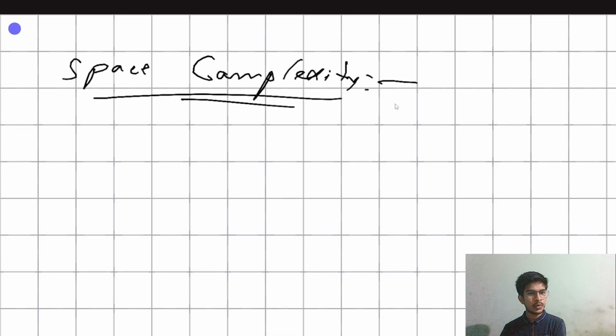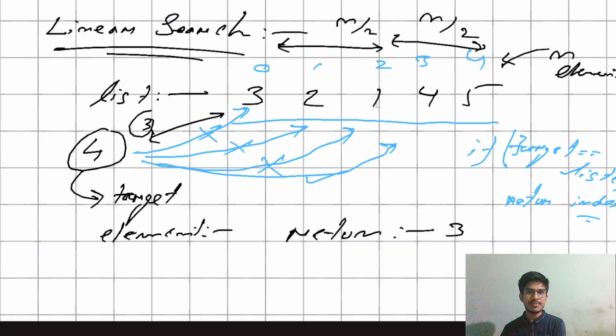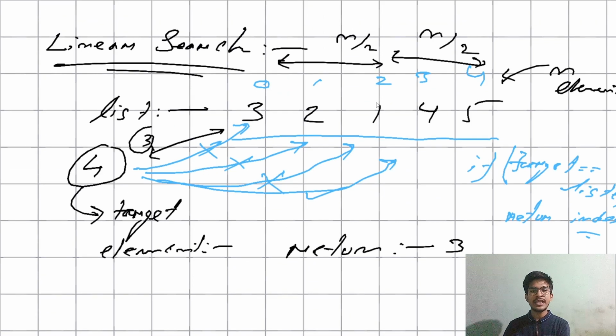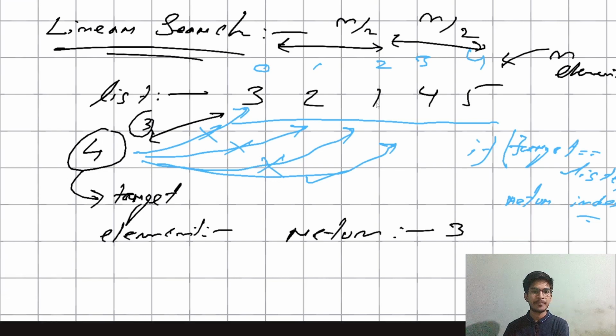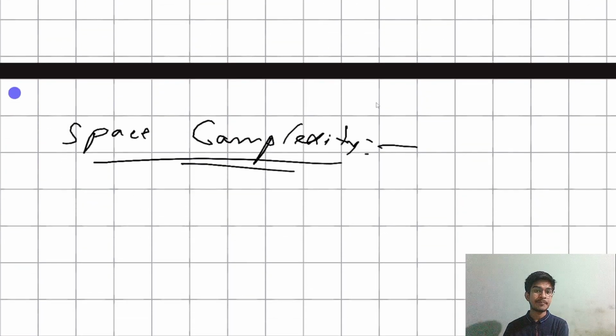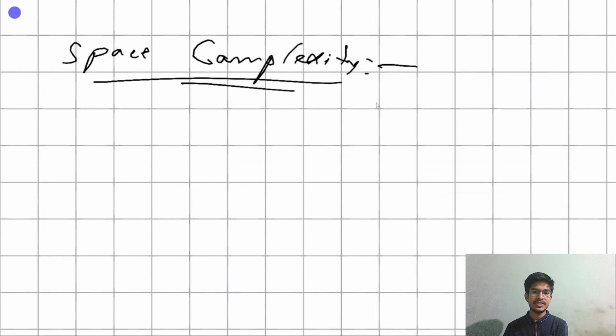Space complexity. Since in this algorithm we do not use any auxiliary or extra spaces, you can say its space complexity is constant, because we don't need anything extra. It is straightforward: comparisons happen, and if we find a match, we just return its index, nothing extra. So its space complexity is constant, which is basically big O of 1.